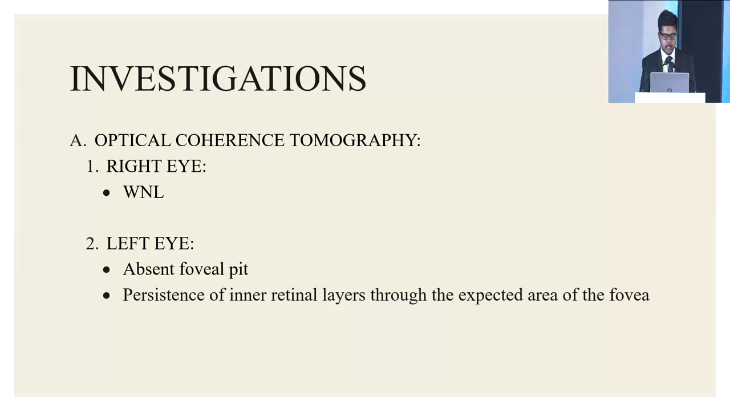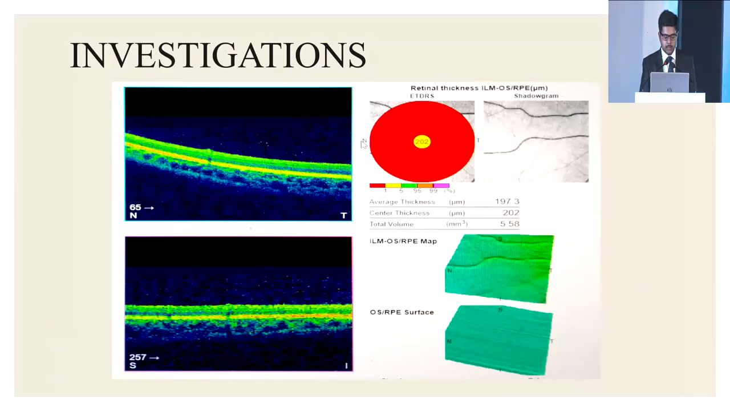Investigations: first of all, we did an optical coherence tomography, which in the right eye was within normal limits. However, in the left eye, the foveal pit was conspicuously absent, and there was persistence of the inner retinal layers through the expected area of the fovea. This is the OCT image of the left eye, which shows the absence of the foveal pit in the left eye.